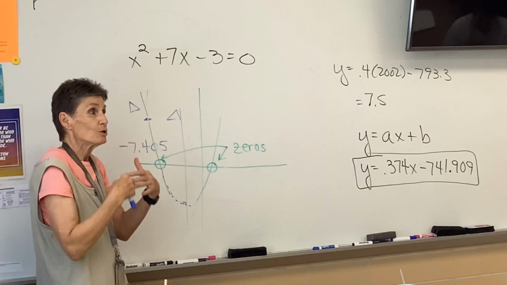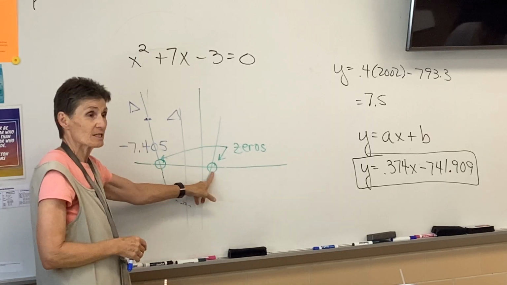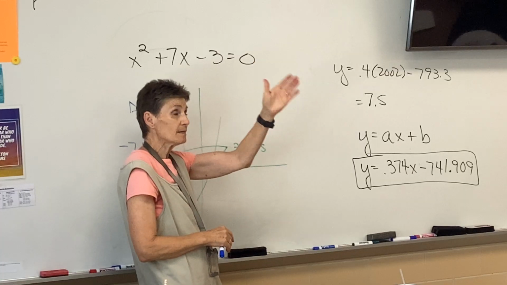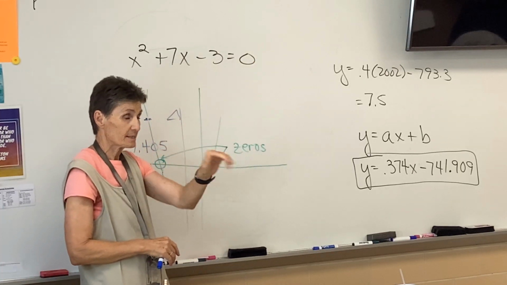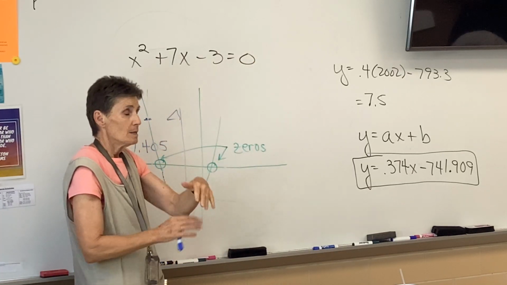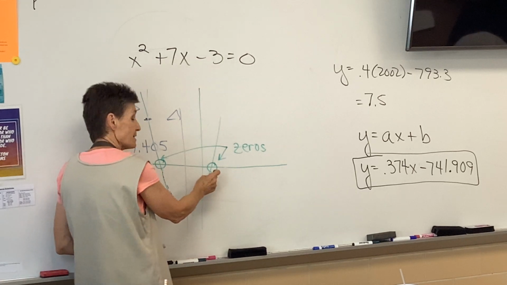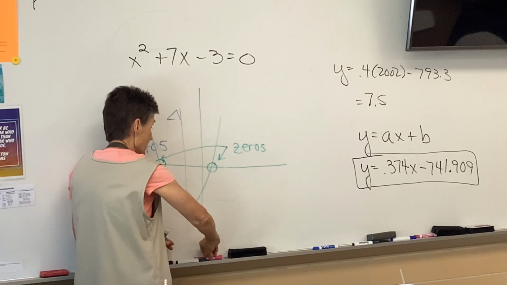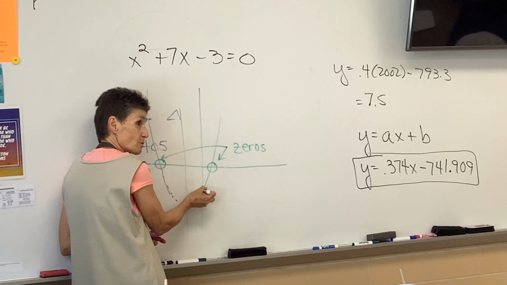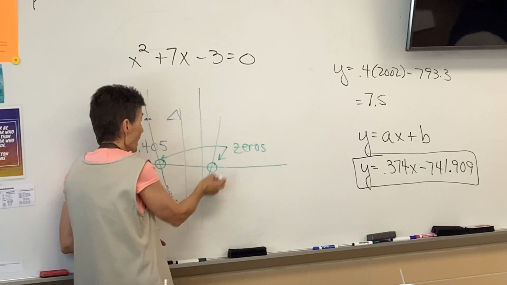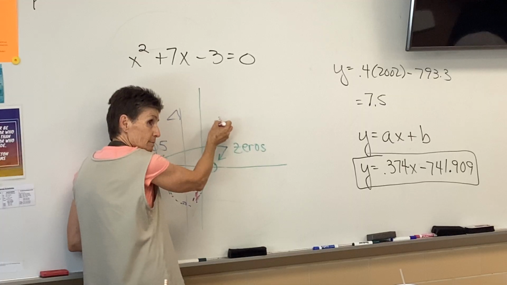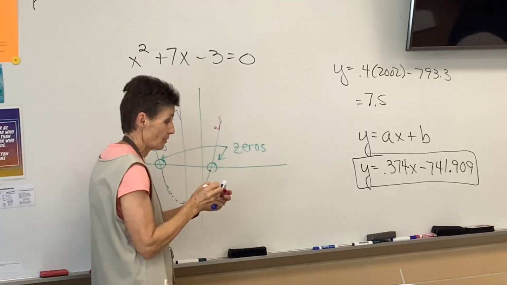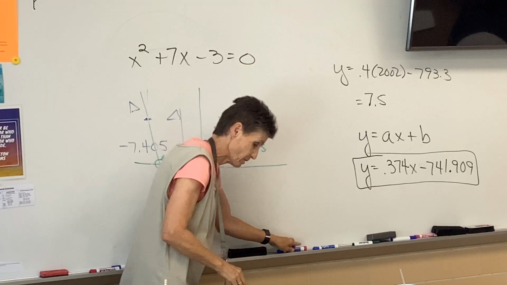Now guess what? You get to repeat for this one. So you start all over again. Second trace, zero. This time, since that's the point you're doing, your left bound is going to be over here somewhere, and your right bound is going to be here somewhere. Your guess is going to be about right there, and you hit enter. So let's see what you come up with for that one.